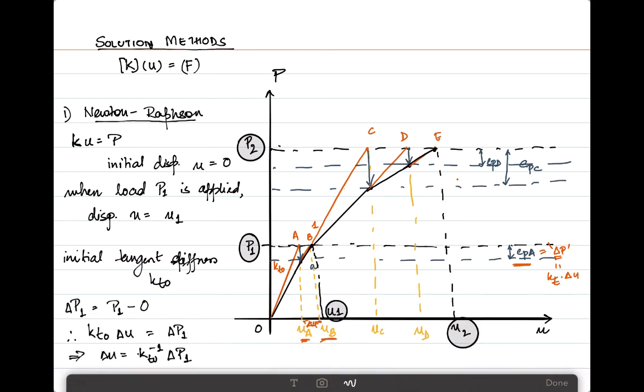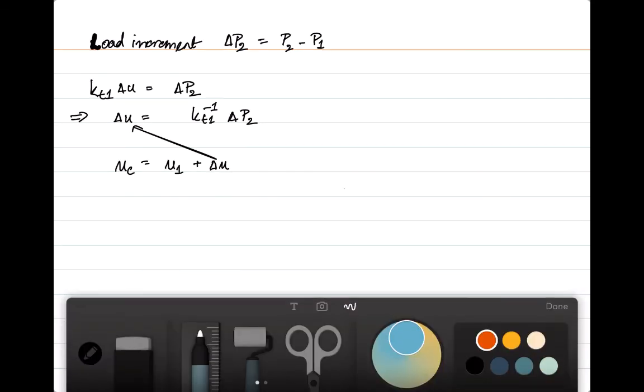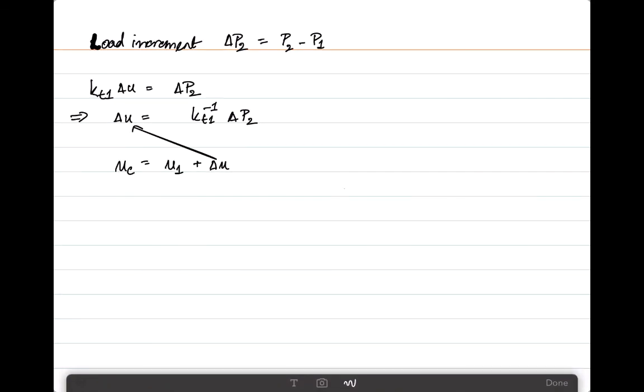Here we had the tangent stiffness KT1, and that corresponded to a displacement UC, which gave us an error EPC. So you get UC, which is equal to U1 over here, plus this delta U. Now it's going on in the exact same way. Just for the sake of completeness, I want to write this down for you. We would also find EPC, which would be given as P2 minus K UC. So of course here K is also dependent on U, and it is calculated at U equal to UC.